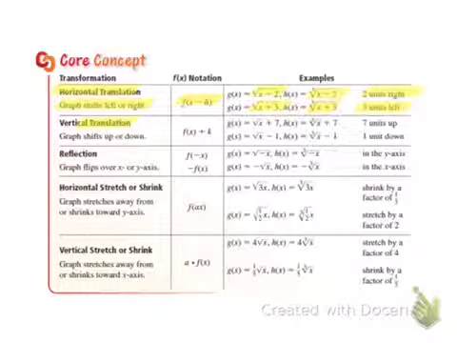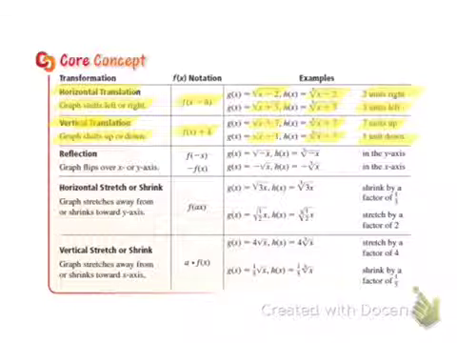A vertical translation makes the graph go up or down. The plus k is on the end. We have plus 7 on the outside, 7 units up. Minus 1 on the outside would be 1 unit down.